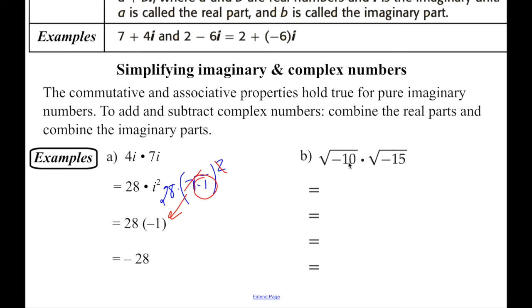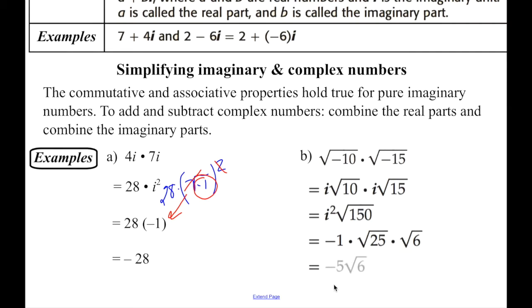Over on the right-hand side, okay, the first thing we're going to do is we're going to get this negative outside of the radical and call that i. So do that for each of these radicals. So I have i square root of 10 times i square root of 15. Well, that gives me an i squared times the square root of 150. Remember, we can bring those together. And there's a 25 in there. That's a perfect square. So we know i squared is negative 1. And we're going to write 150 as 25 times 6. And we know the square root of 25 is 5, so I get negative 5 square root of 6.